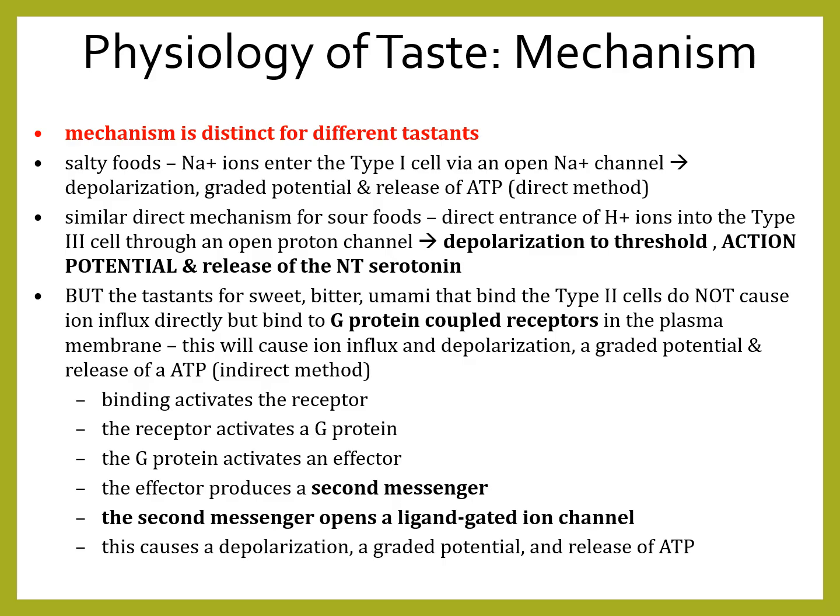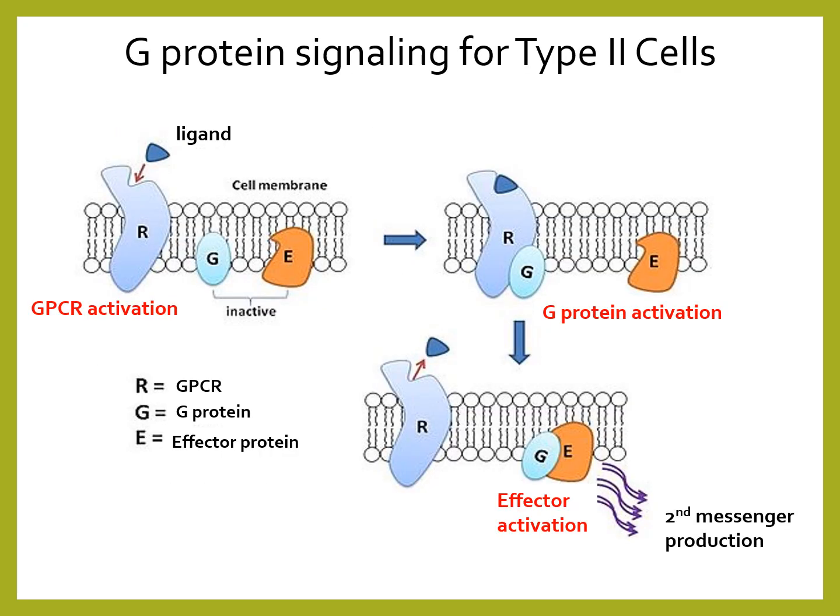So this is a much more indirect system, is it? But eventually you do get ion influx, you do get depolarization, you do get a graded potential, and type 2 cells release ATP. This G protein signaling is something that we saw way back at the start of the course when we talked about cellular communication. So I think I may have used a similar figure like this, but let's go over it again because it's not really something you're familiar with as a physiology student.